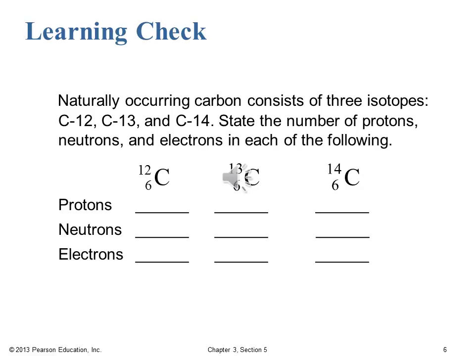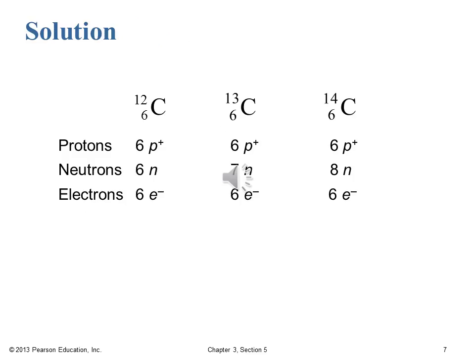So for carbon, let's state the number of protons, neutrons, and electrons in each of the following isotopes. So if you can fill out the proton, neutron, and electron count for carbon-12, which now we see in the more standard notation with the 12 superscript and 6 subscript, carbon-13, and carbon-14. So pause the video if you haven't finished that yet and start it back up when you're ready to see how you did. Alright, so let's see how you did.